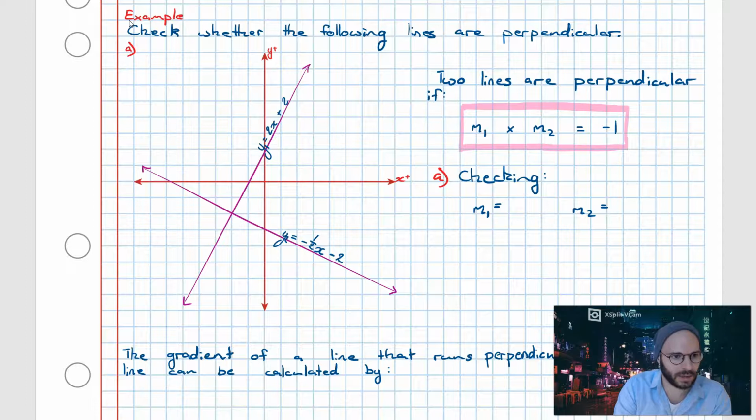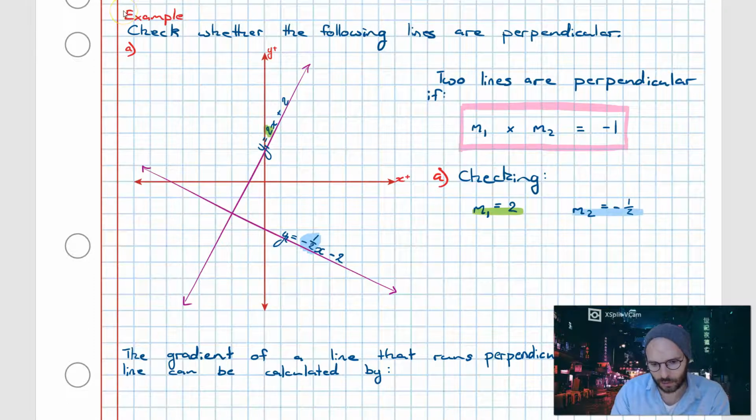For m1, it's going to come from line y1, and it's simply the 2 in front of the x here. So m1 is simply equal to 2. For gradient m2, we're looking at line y2, and it's simply going to be -1/2, because again, that's the coefficient in front of x. So -1/2.